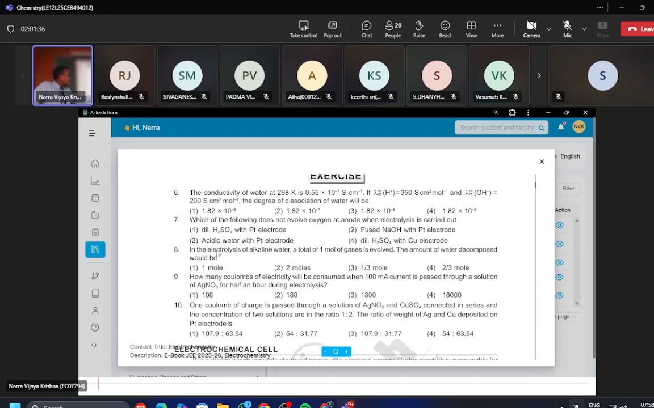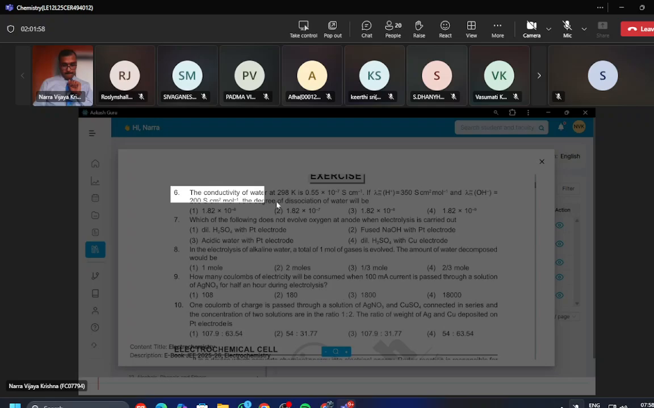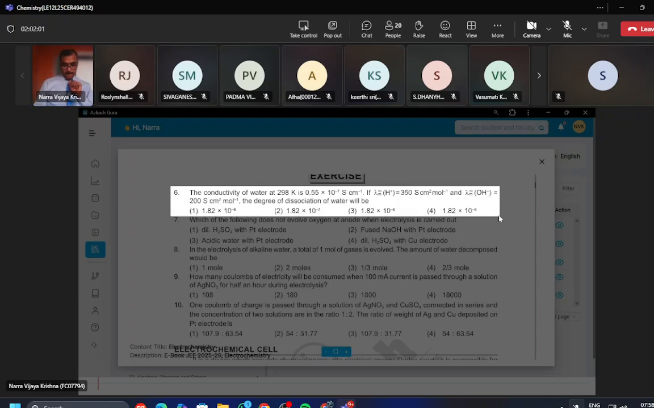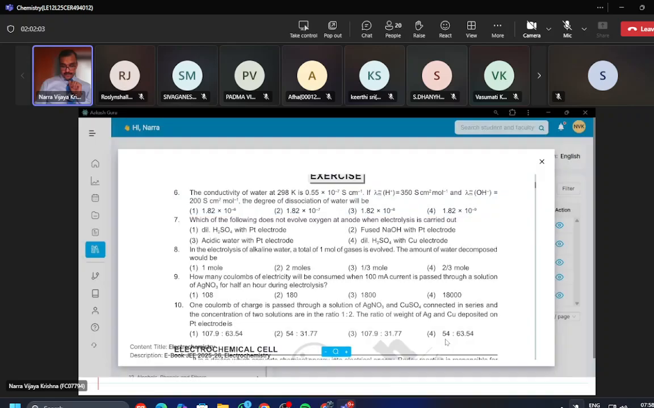This is on conductance only. Electricity, conductance of water. This is based upon conductance. This is only one question related to conductance. This is first law. This is also first law. We will solve question number 6 alone. Solve this question.